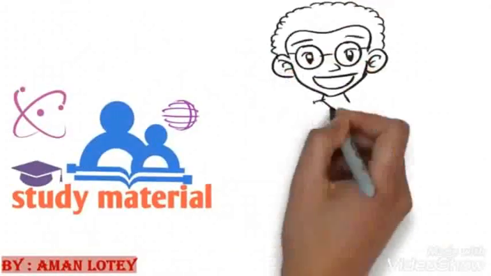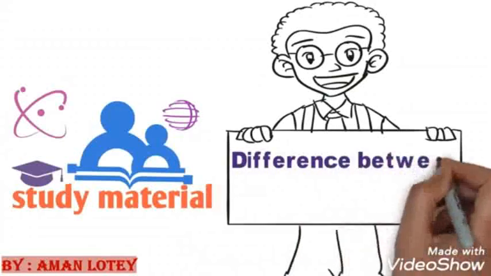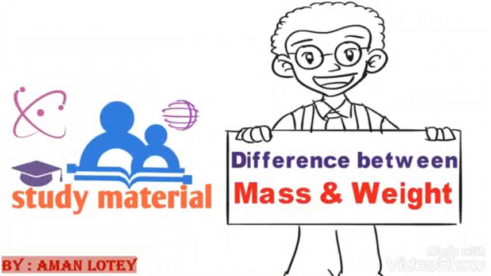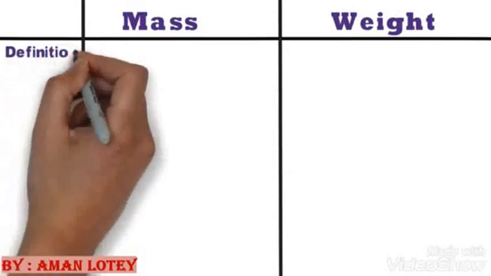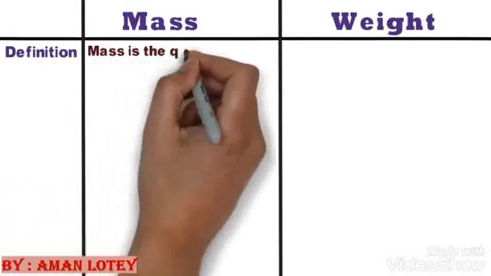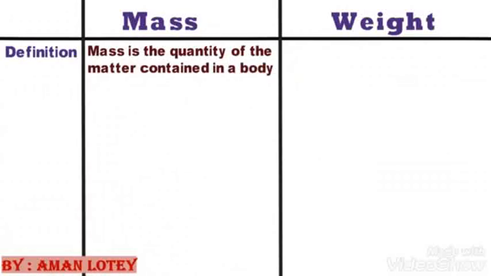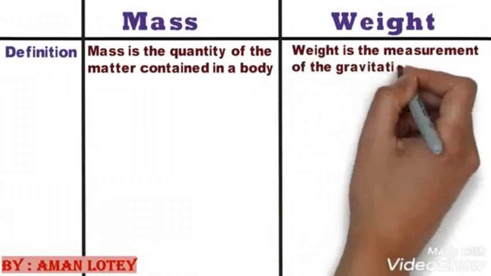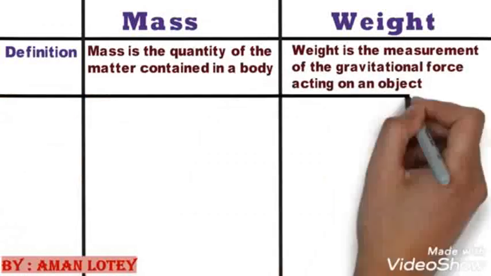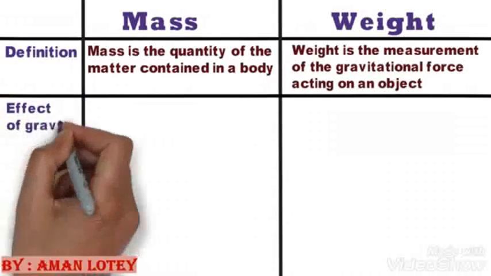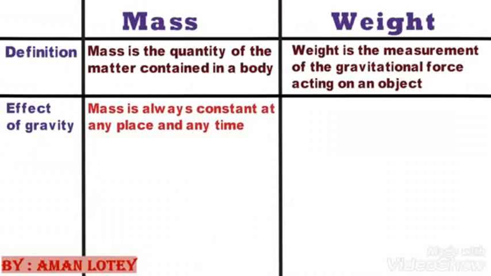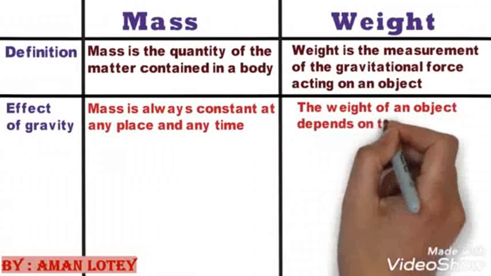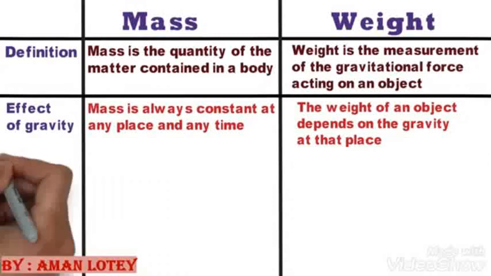Now, let us differentiate between mass and weight. First point of difference is definition. Mass is the amount of matter present in the object. Weight is the gravitational force acting on the object. Next point is effect of gravity. Mass always remains the same everywhere and anytime. Weight of the object depends on gravity at that place.